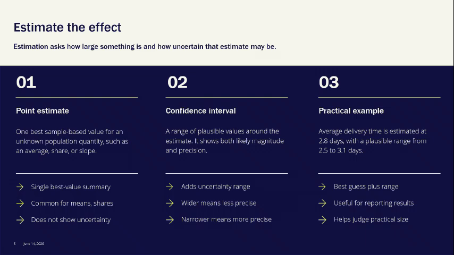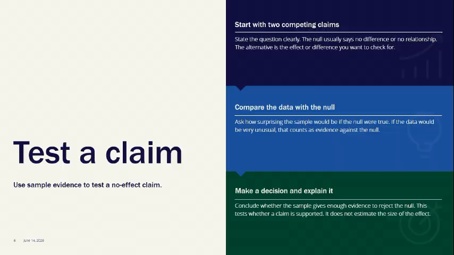That's why we use confidence intervals. A confidence interval provides a range of plausible values around the estimate. For example, an average delivery time may be estimated at 2.8 days, with a confidence interval ranging from 2.5 to 3.1 days. The interval communicates both the estimated value and the uncertainty surrounding it. As analysts, confidence intervals often provide more useful information than point estimates alone.